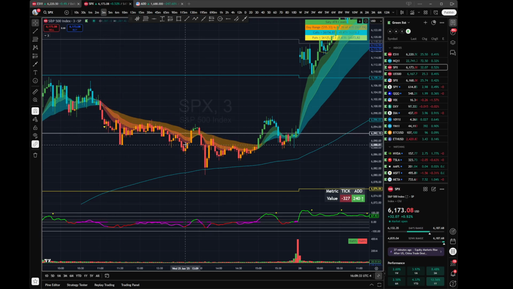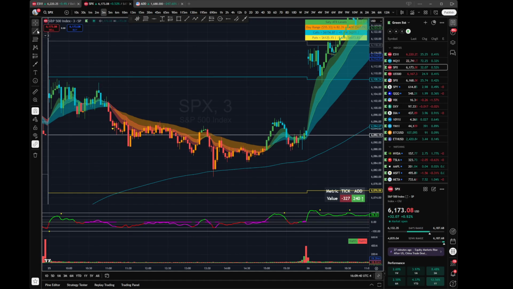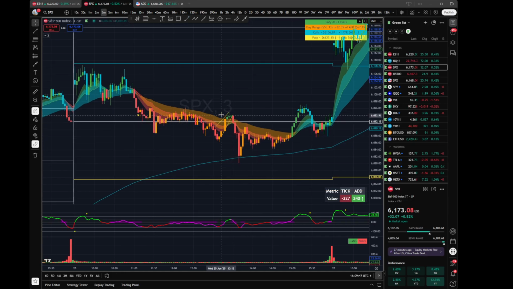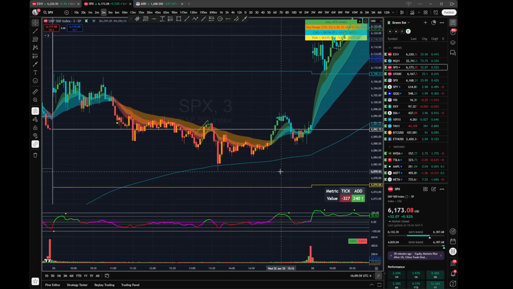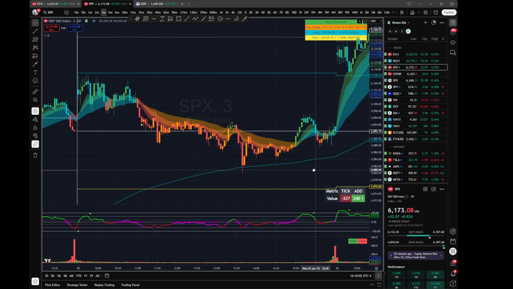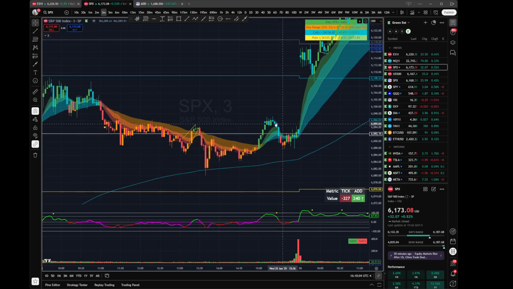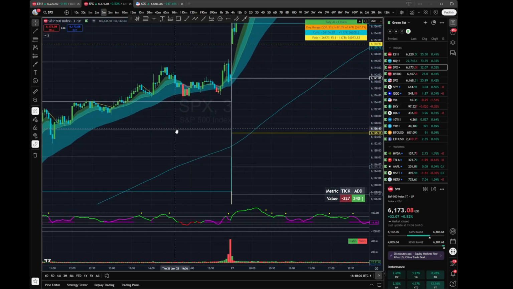I never really looked for calls, but you could have found really good plays with bull flags into the ribbon, and the best one was around this time on Wednesday. As you can see, you could have entered right here, and then played to the 3 minute 200 EMA, which would have been a great play. So that's how I use ADD.